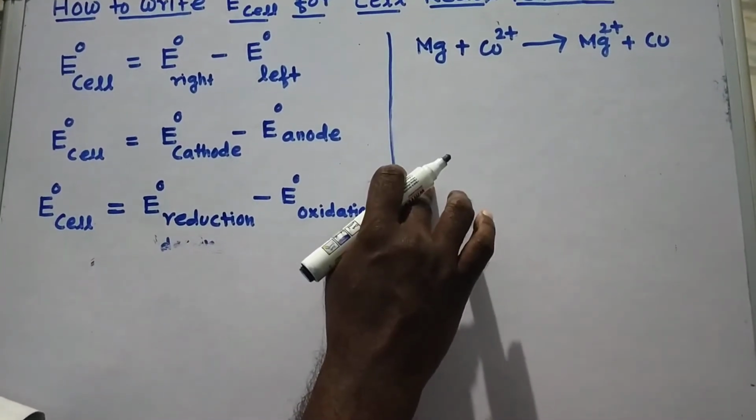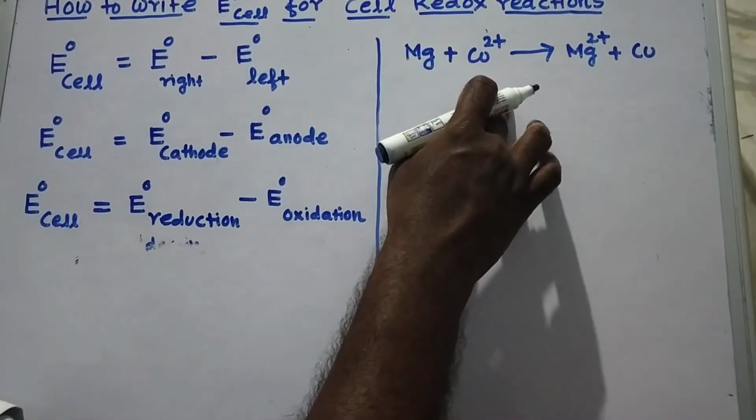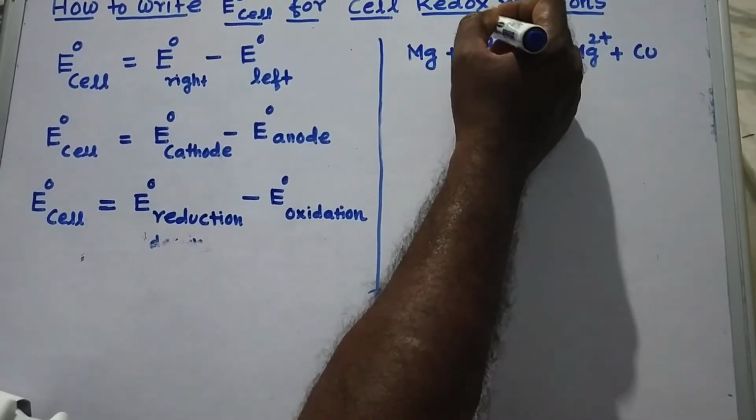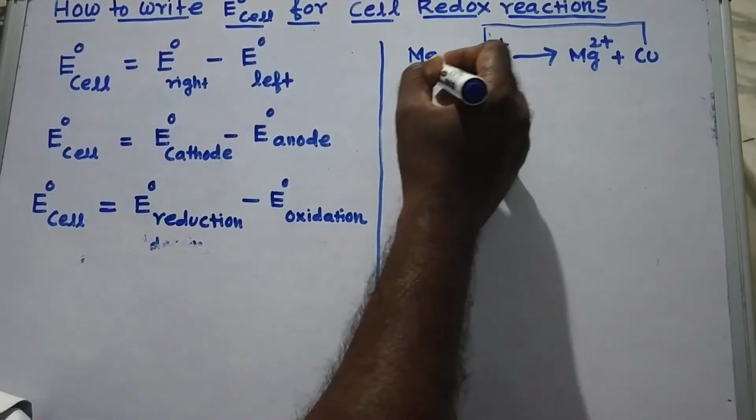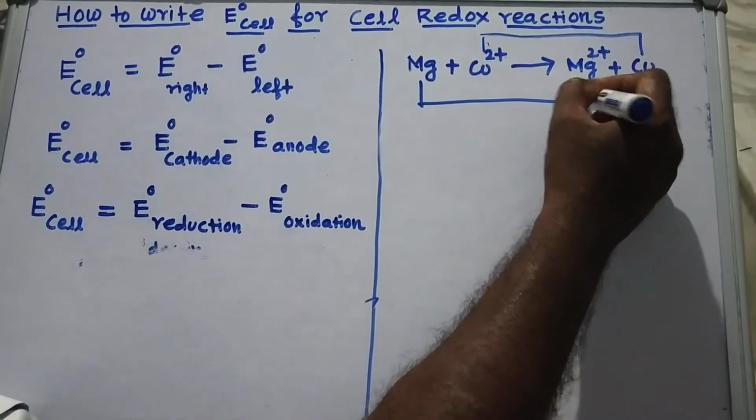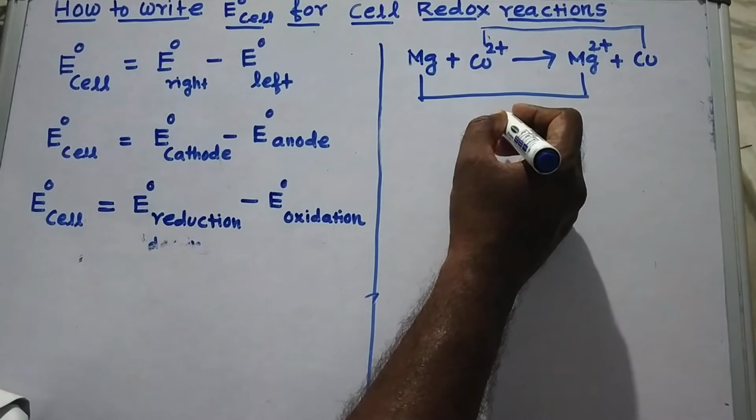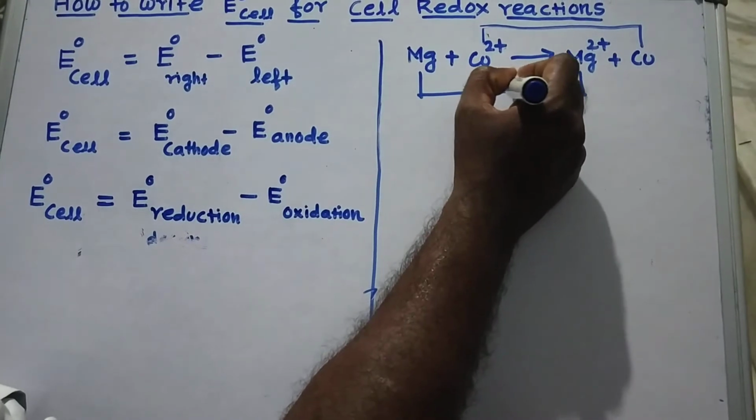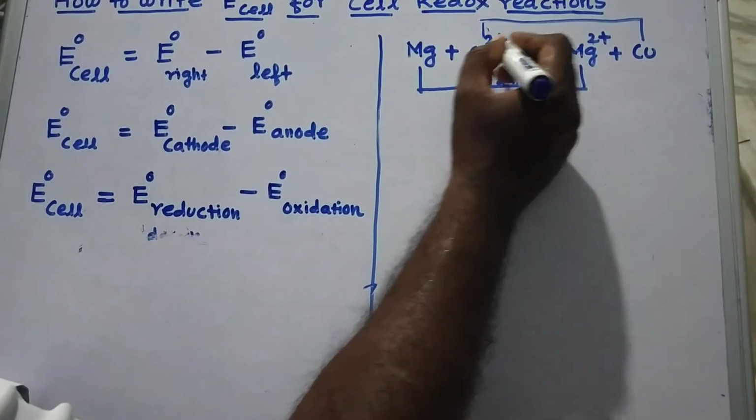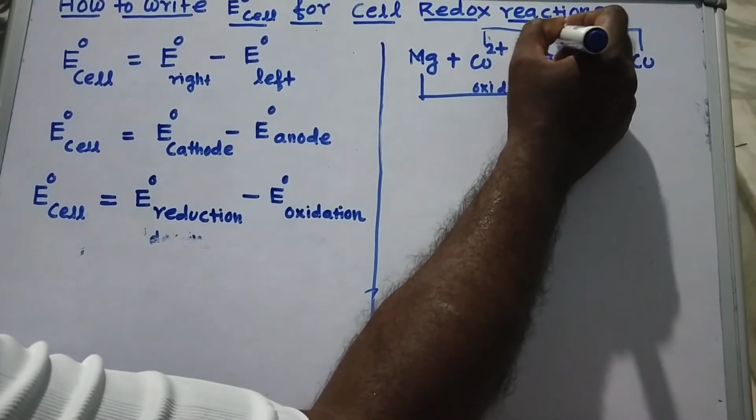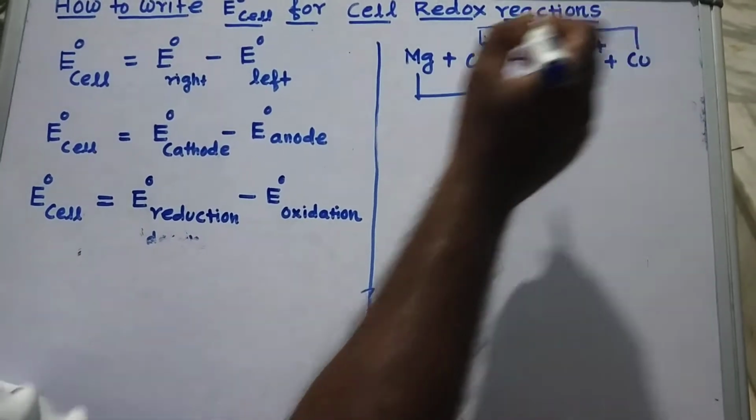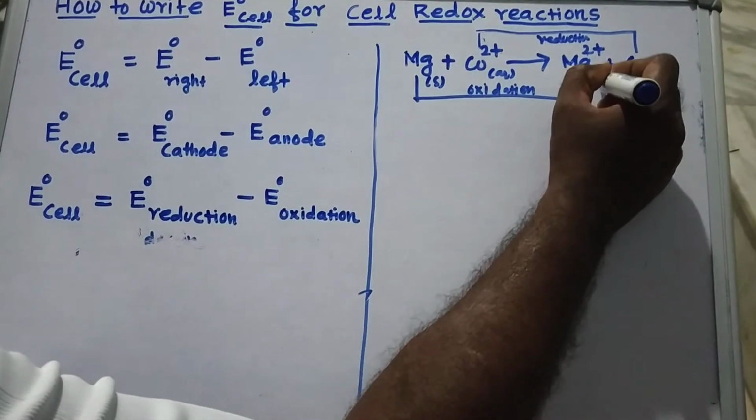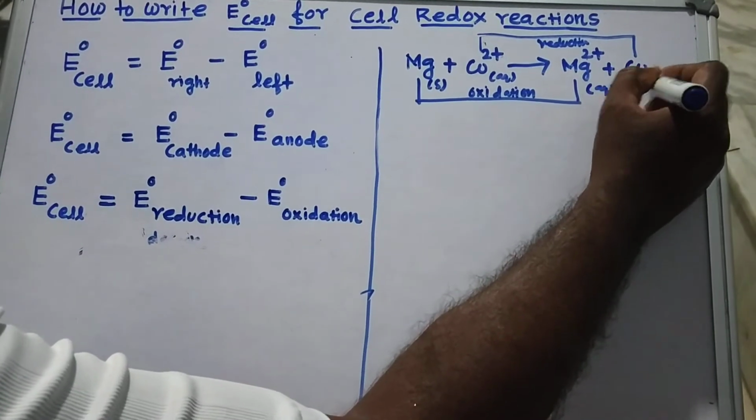Okay, students. Next we are going to take another redox reaction. Mg becomes Mg2 plus and Cu2 plus becomes Cu. In the cell reaction, Mg becomes Mg2 plus, therefore it undergoes oxidation, and Cu2 plus becomes Cu, therefore it undergoes reduction. Mg is in the state of solid and copper 2 plus in the state of aqueous, and Mg2 plus in the state of aqueous and copper in the state of solid.